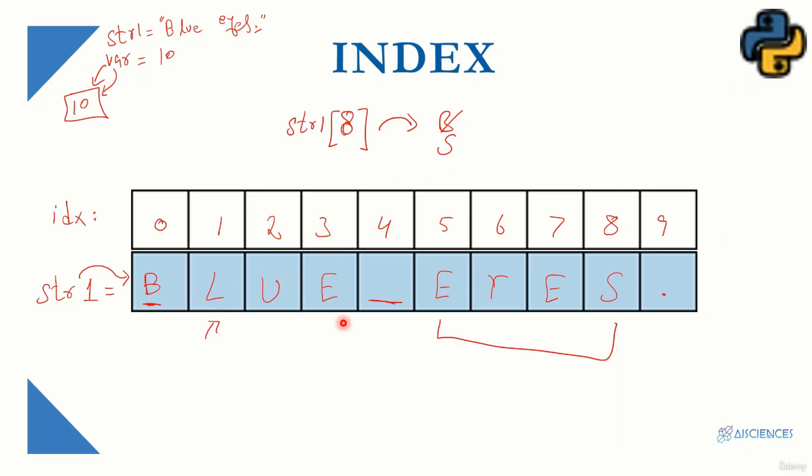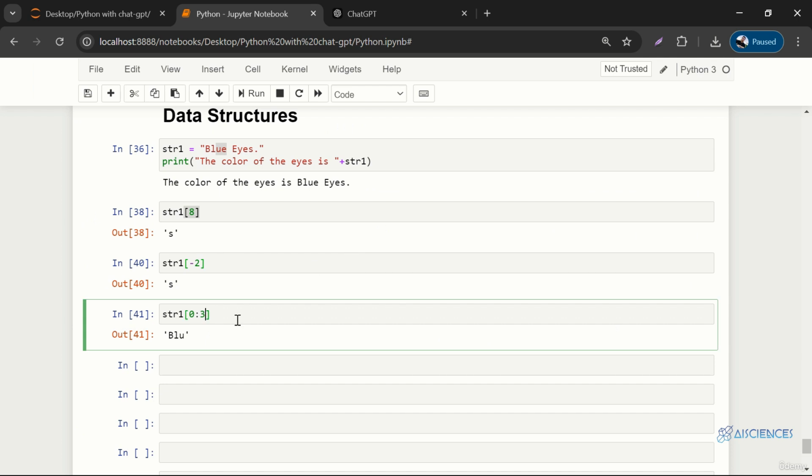If I want to include E as well, then I should mention one plus the existing index. So existing index is 3, so I should mention 4. Then it will include 3 as well, right? Why? Because it is using less than operator over there, right? So it will print the whole string from index number 0 until less than index number 3, right? So if I write 4 over here, now you see we have blue including E as well, right? Remember, here the first index should always be smaller than the second index. Otherwise, it will not work.